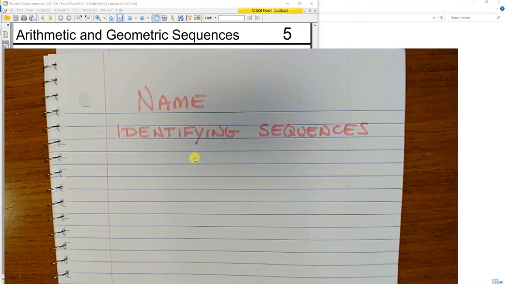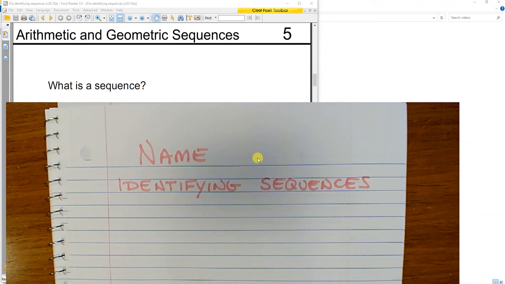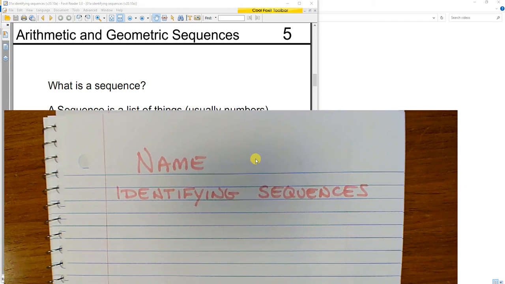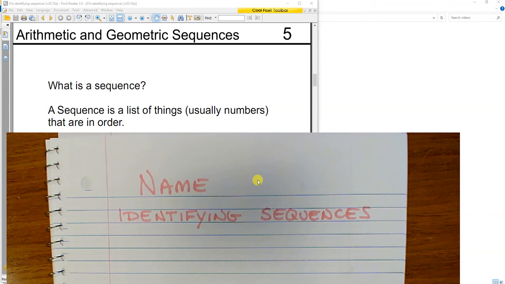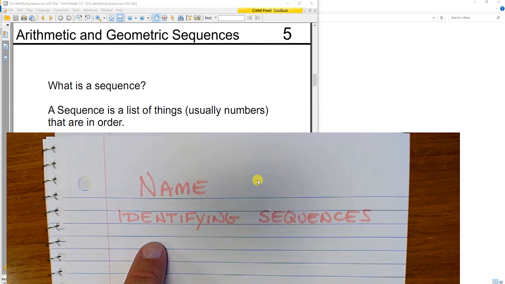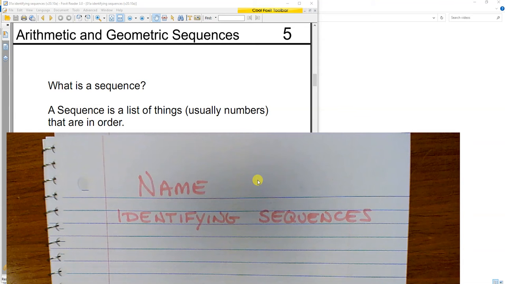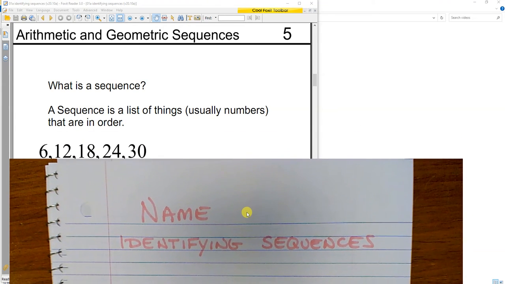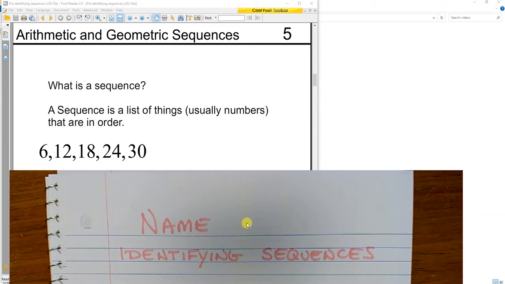The word sequence, though, you probably have used this in another context. The idea of what is a sequence. A sequence is a list of things, usually numbers, that are in order. Outside of math, we would think of a sequence of events. Like when you wake up in the morning, there's a sequence that you go through to get ready. You get up, you put on your clothes, you eat breakfast, you brush your teeth. That's a sequence. So for us in math, it's going to be numbers that are in order. A sequence is a list of things, usually numbers, that are in order. This is a mathematical sequence.